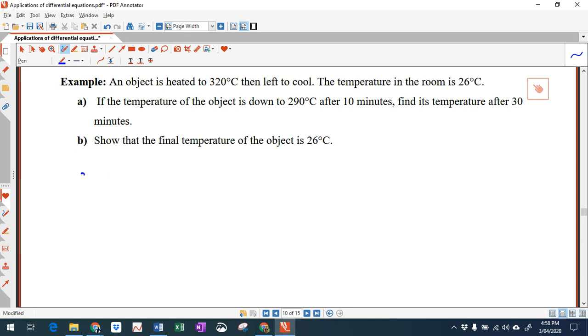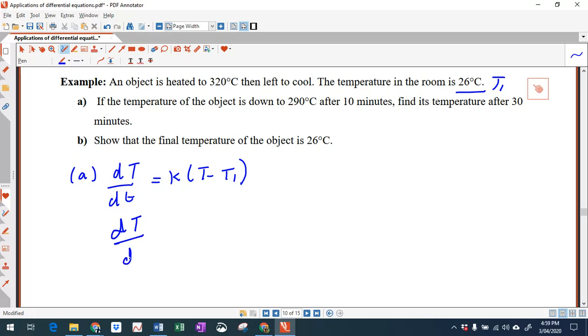So for part A, we're going to write down that dT/dt, that's our differential equation, equals k(T - T1), Newton's law of cooling. Now, T1, we know the surrounding medium is 26 degrees Celsius, so that's T1. So you can write down that dT/dt = k(T - 26).